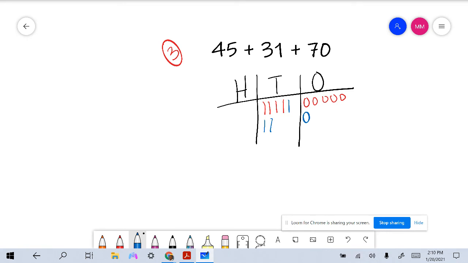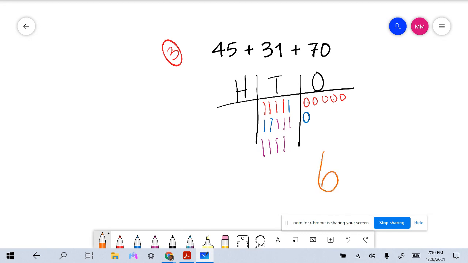Next up, I have 70. Well, that's a nice case. We only have tens and no ones. So 10, 20, 30, 40, 50, 60, 70. Remember, we're not adding anything to the ones place because 70 doesn't have any ones. Let's change to orange. I'm going to count up my ones place first. 1, 2, 3, 4, 5, 6.